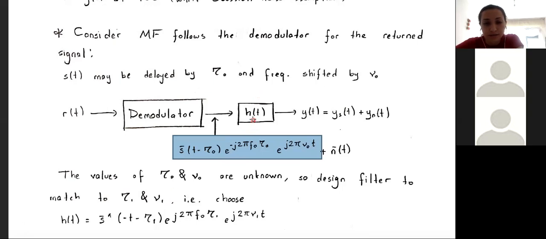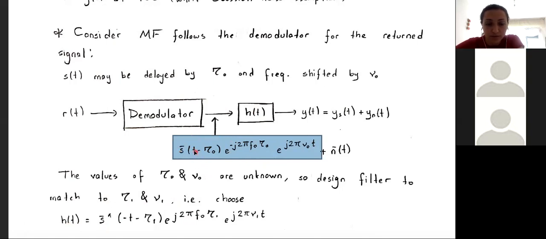And we're going to design a matched filter for this input signal, which is going to be basically the conjugated and inverted version of the signal. But because tau 0 and V0 are unknown to us, we're going to assume they are tau 1 and V1. Okay? So our h of t will be this signal inverted.